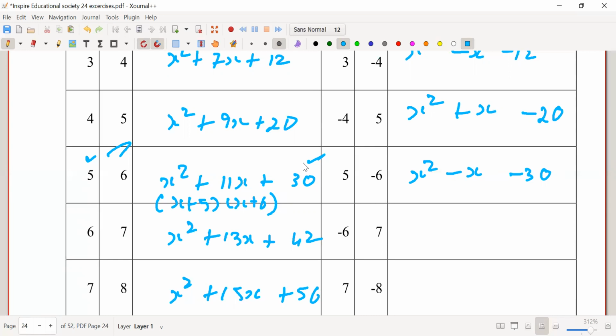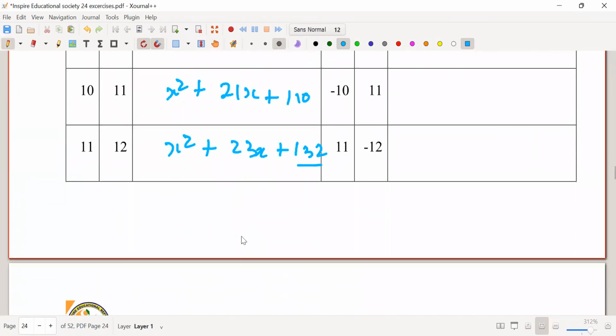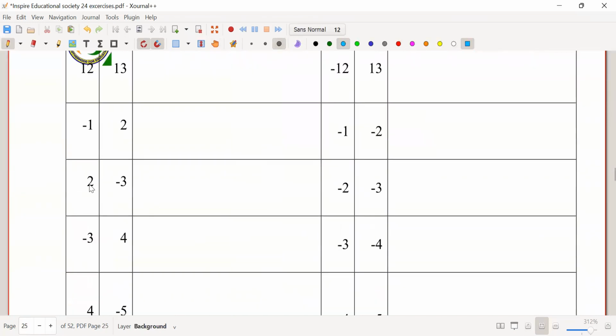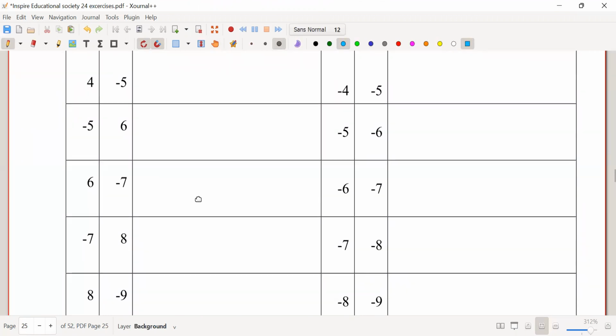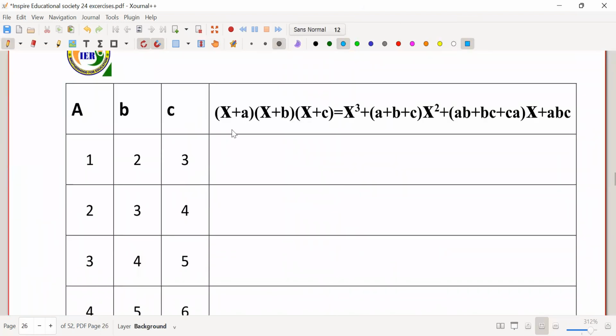That's why I want you to do this exercise. This one is quadratic. There will be minus, minus, plus, plus, then positives and negatives. We'll be forming quadratic equations for this. And this is the cubic equation.